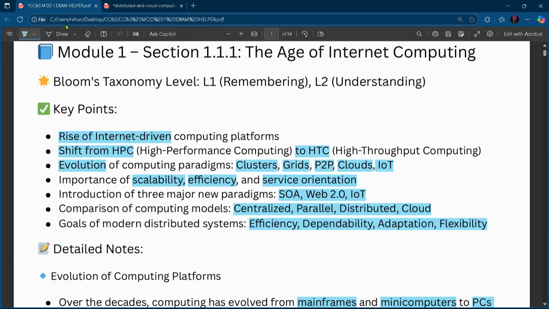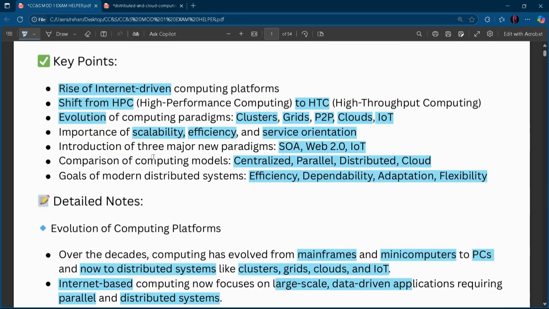So we'll start with the chapter. Here are the key points of the first chapter. In 1.1, what we will be studying is how the rise of the internet led to a shift from high performance computing to high throughput, and the evolution of computing patterns, like how we introduced clusters, grids, peer-to-peer, clouds, and IoT. The importance is scalability, efficiency, and service orientation as the main outcome of this new technology.